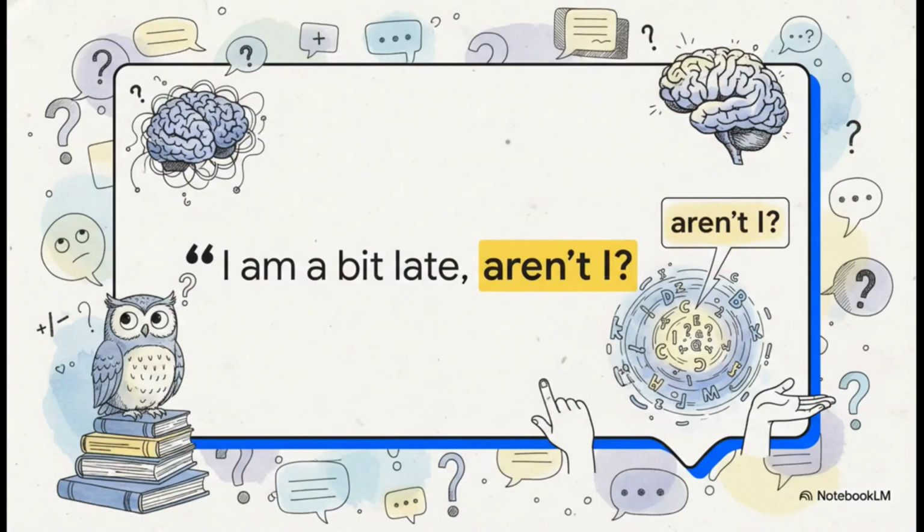The correct tag is "aren't I." I know, it feels so wrong. Logically, you'd think it should be "amn't I," but that word, it doesn't really exist in standard English. So we say, "aren't I?" It's one of those weird and wonderful exceptions you just have to accept.